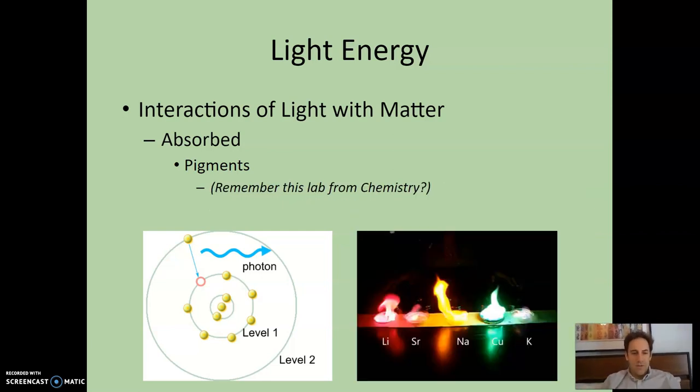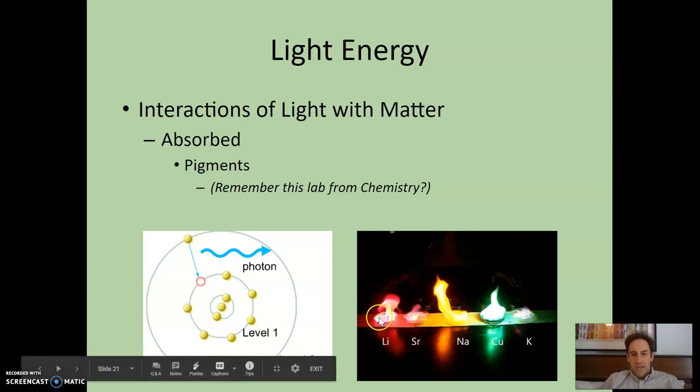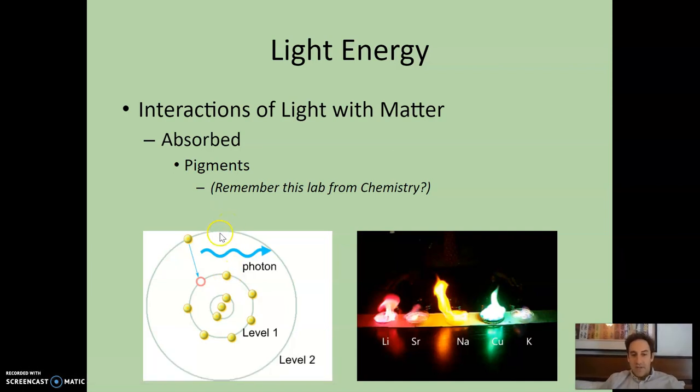You probably remember this lab in chemistry where you maybe dipped Q-tips in different salts and lit them on fire. This is what you were studying in that unit in chemistry. By lighting them on fire, you were basically getting those electrons to go woohoo to the higher energy level. And then immediately after being excited, it would fall back down to its original energy level.